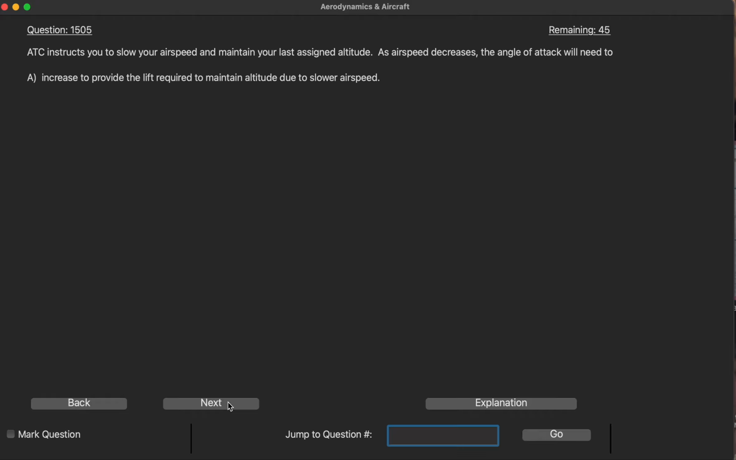ATC instructs you to slow your airspeed and maintain your last assigned altitude. As airspeed decreases, the angle of attack will need to increase to provide the lift required to maintain altitude due to slower airspeeds.